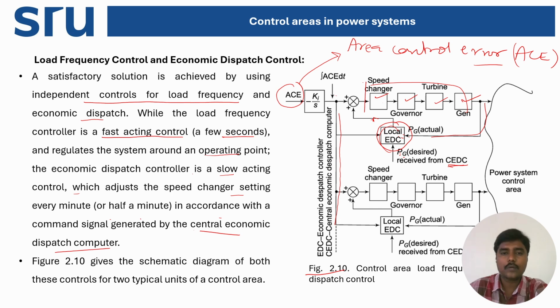Just similar to this one particular area, we also have some other areas. Every area is going to have its individual local EDCs, and all the local EDCs will receive the command signal for PG from the central EDC. All these control areas require the input from ACE, where the ACE error is given as the input for the PI controller. That PI controller is going to generate a command signal for all the areas.